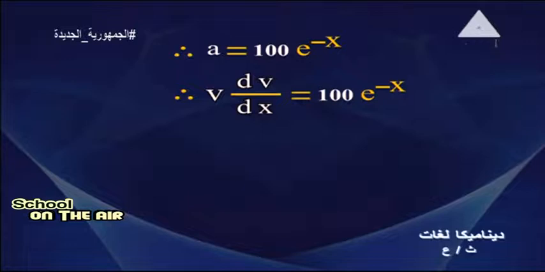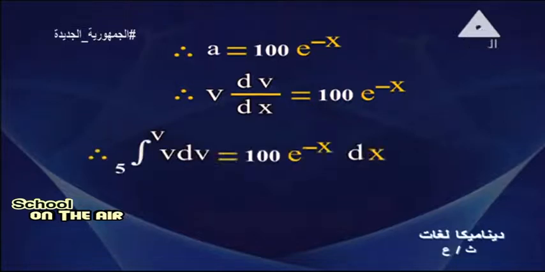The acceleration of the body equals 100 e to the power negative x, and we know that the acceleration equals v dv/dx. Then v dv/dx equals 100 e to the power negative x. Now we can integrate the left hand side and the right hand side after separating the variables.